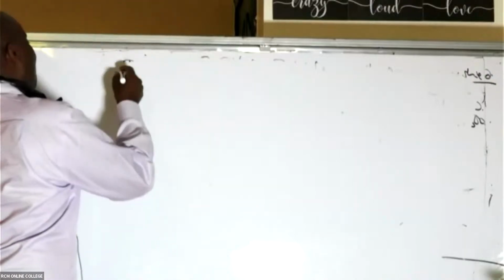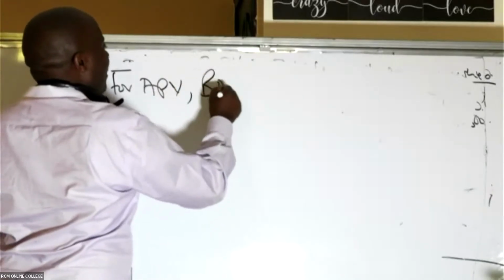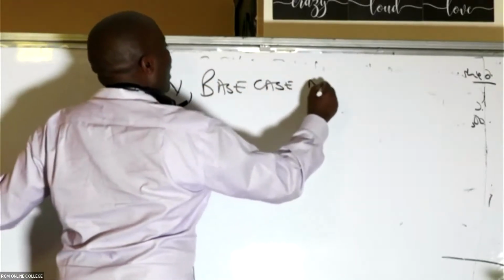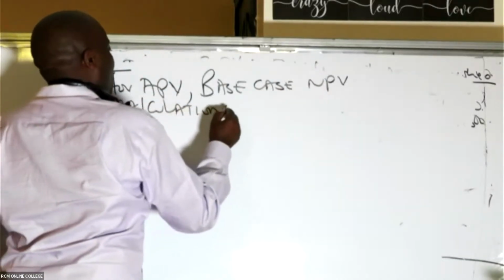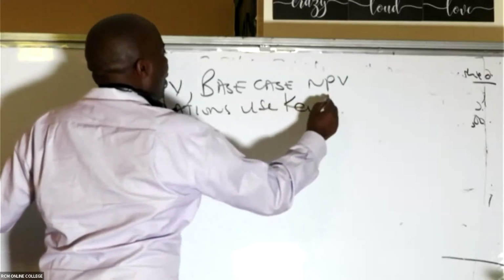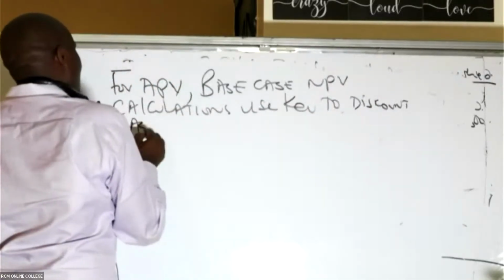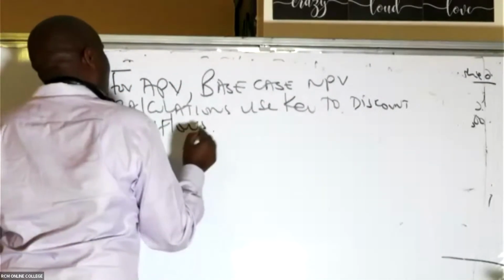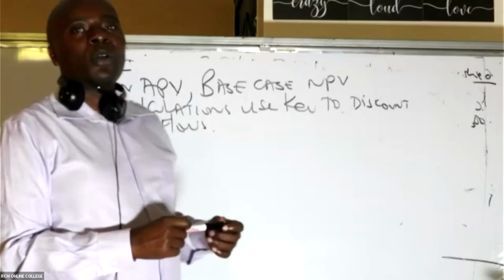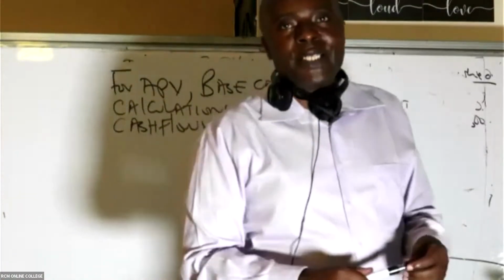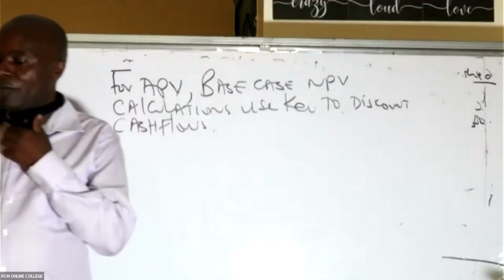So remember, for APV, base case NPV calculations, use KU to discount cash flows. To discount cash flows, we shall use what we call KU. KU is the cost of equity of an unlevered organization.